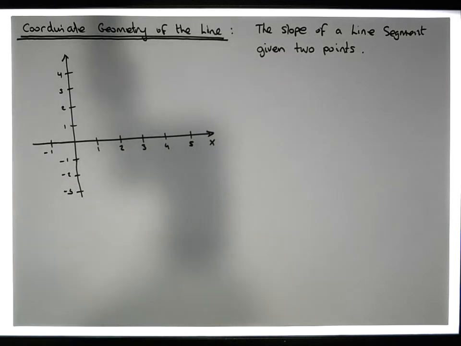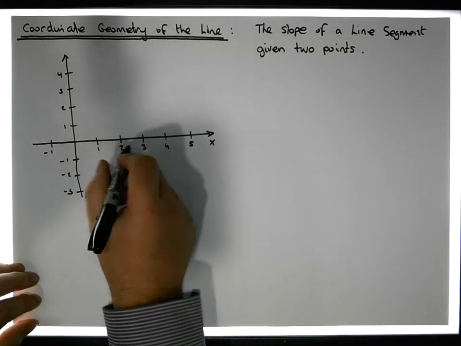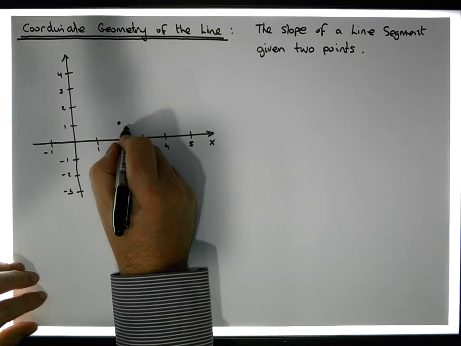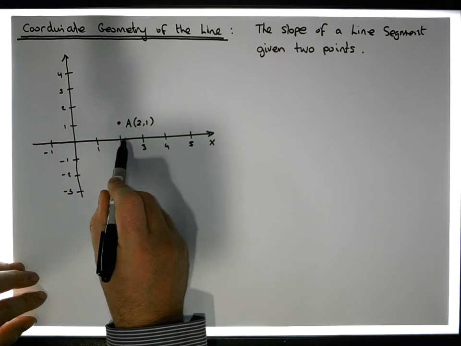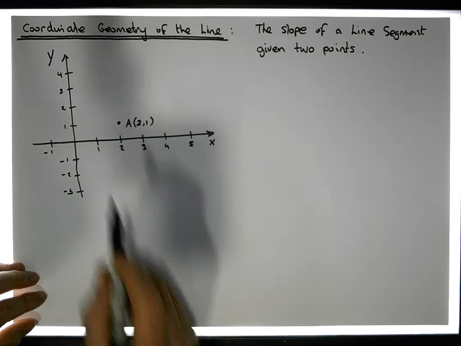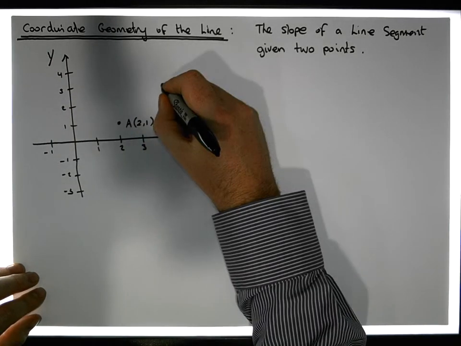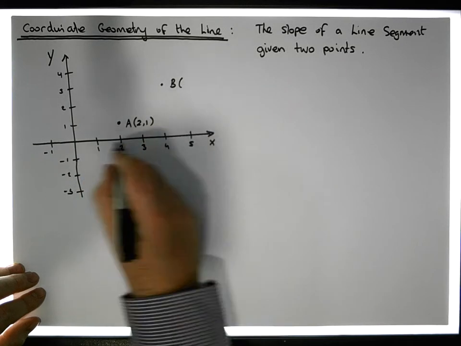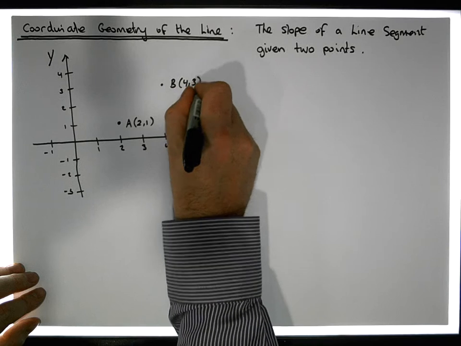Let's say we have 2 points. The first point, let's say this is the point A, is the point 2, 1. So it's 2 units in the x direction and 1 unit in the y direction. And let's say we have another point, for argument's sake, the point B, which is 4 in the x and 3 in the y. So it's 4, 3.